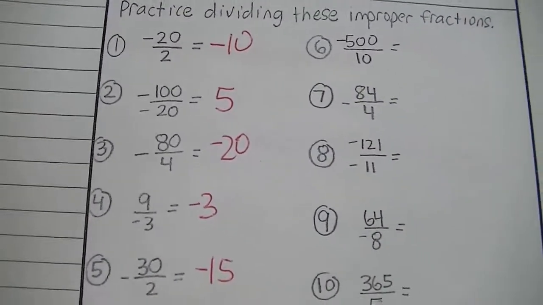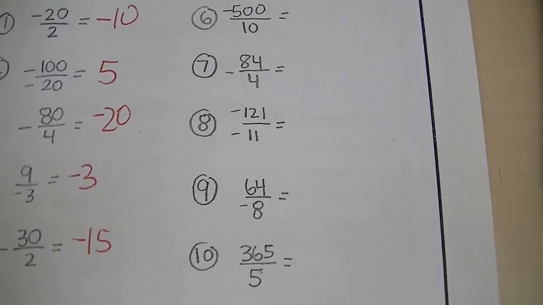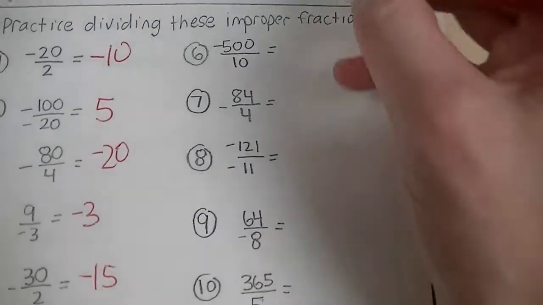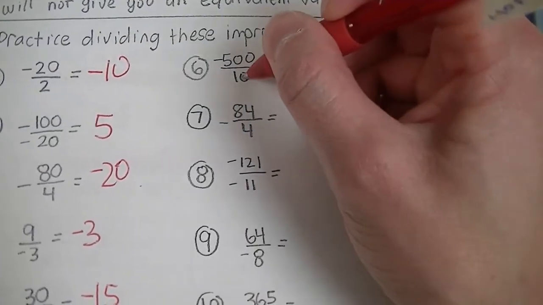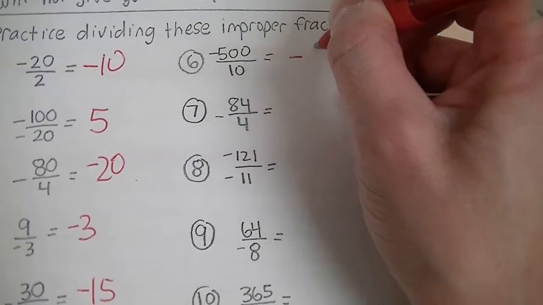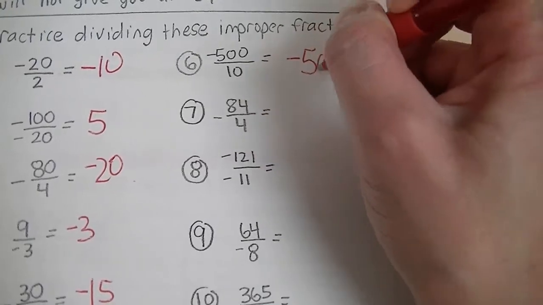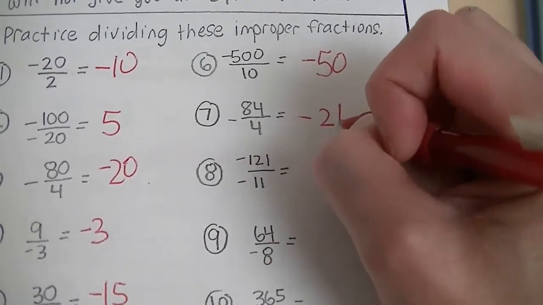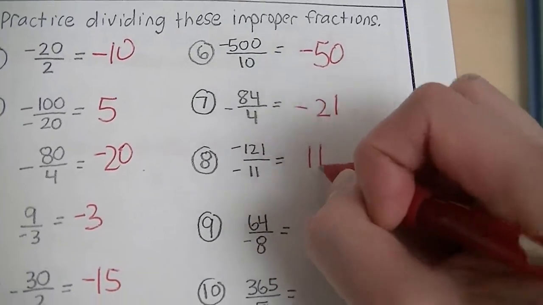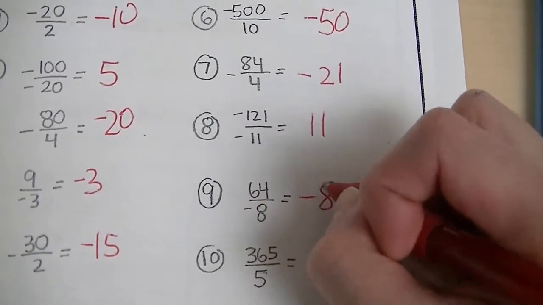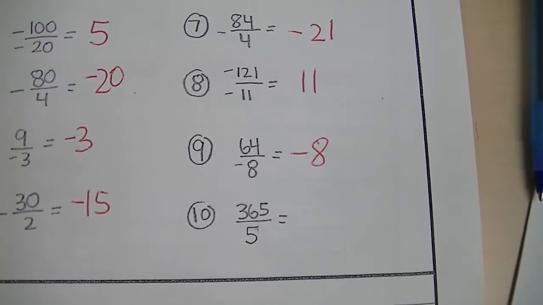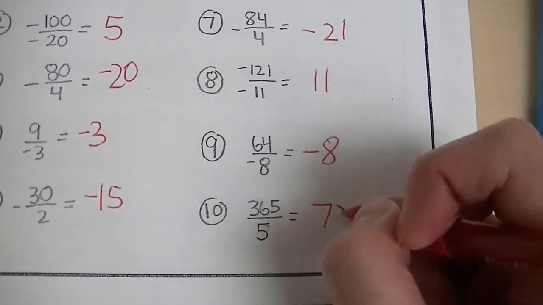Okay? Take a second right now, do the other side, pause the video, figure it out. So this right here is going to give us a negative 50, sorry. This right here is going to give us a negative 21. This here is going to be 11. This will give us a negative 8. This right here will give us positive 73, okay?